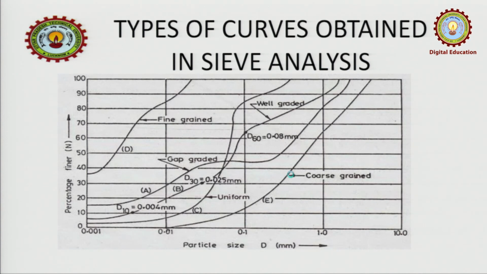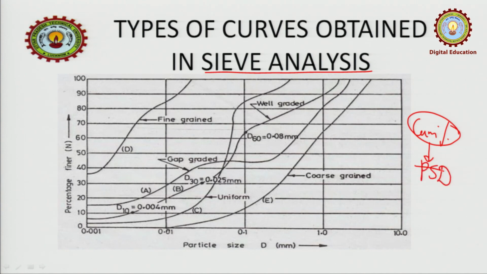First of all, see this graph. If you remember, I have already talked about sieve analysis, or the particle size distribution curve. We have already seen them in detail. We also know how these curves are formed and how the cumulative percentages are found out, and then how the curve is made.